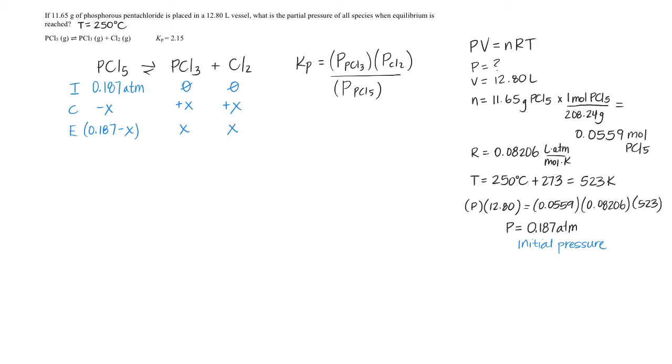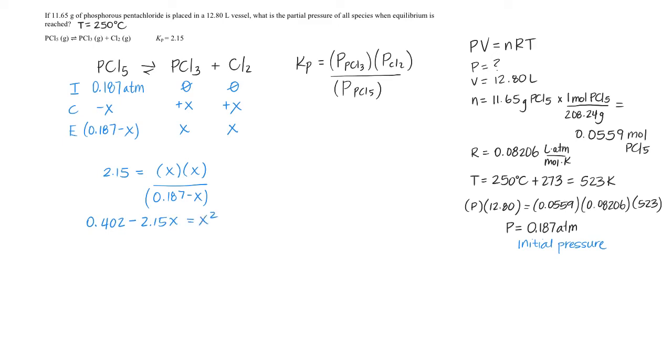To solve for x, let's plug into our Kp equation. We know that Kp is 2.15, that's given. And we'll end up with x times x over 0.187 minus x. Let's move the denominator to the left side of the equation and distribute to get 0.402 minus 2.15x, which equals x squared.